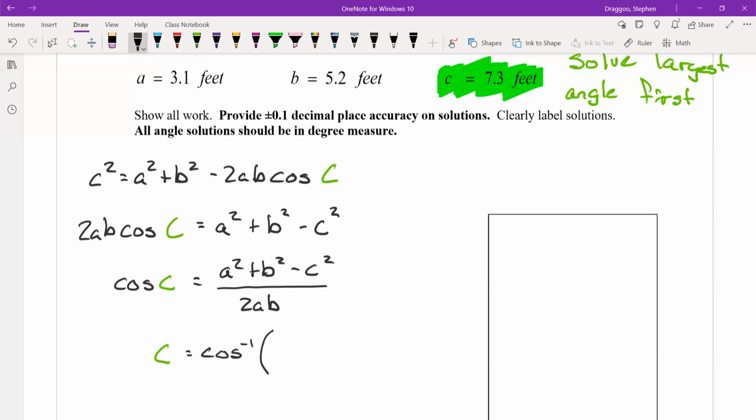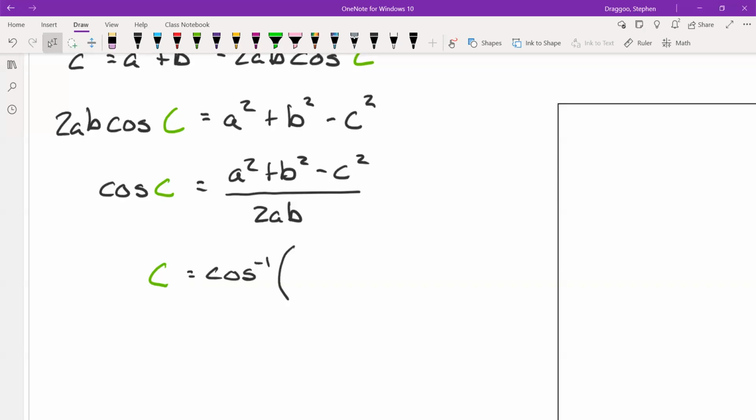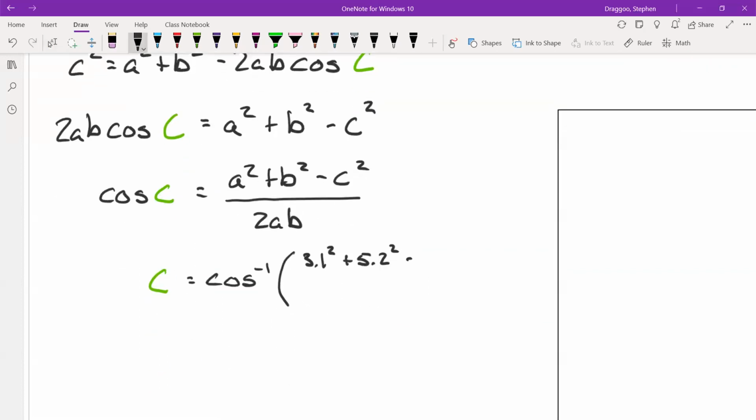And at this point, I'll start plugging in my numbers. So I know that A is 3.1. So 3.1 squared plus 5.2 squared, that's just a little bit off the screen, minus 7.3 squared, all over 2 times 3.1 times 7.3. Nope, 5.2.